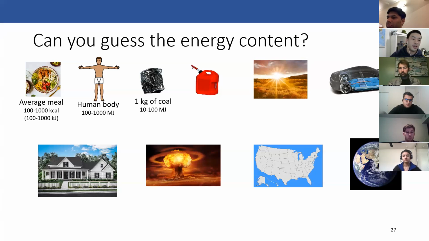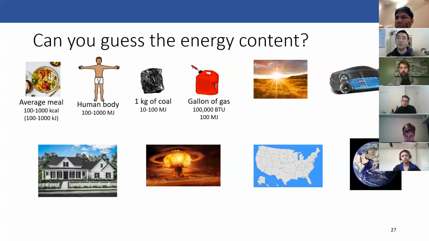So the energy density of a piece of coal is quite a bit higher than in the human body. How does that compare, for example, to a gallon of gasoline? A gallon of gas is roughly 100,000 BTUs, which translates to about 100 megajoules. That is on the high end compared to coal's 10 to 100. A gallon of gasoline is actually quite a bit more energy dense than coal, but again, a gallon of gas is going to weigh more than a kilogram.